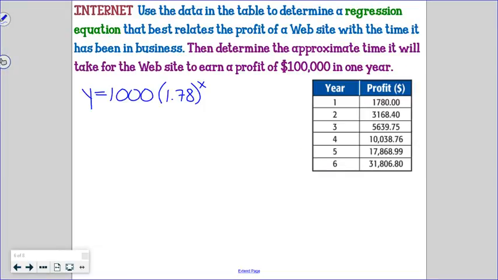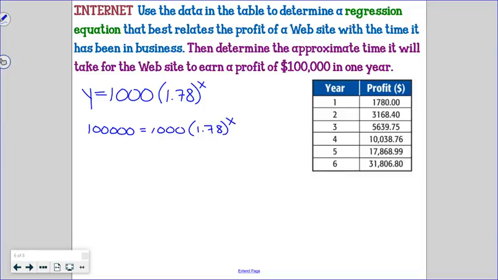Now, on this one, this is actually the first time we have seen this. When we are handed the question, determine the approximate time it will take for the website to earn a profit of $100,000 in 1 year. $100,000, is that an X or a Y? A Y. We have usually had X's for this question. Now, backing up from the problem, we are just solving an exponential equation. They gave us that it's 100,000.